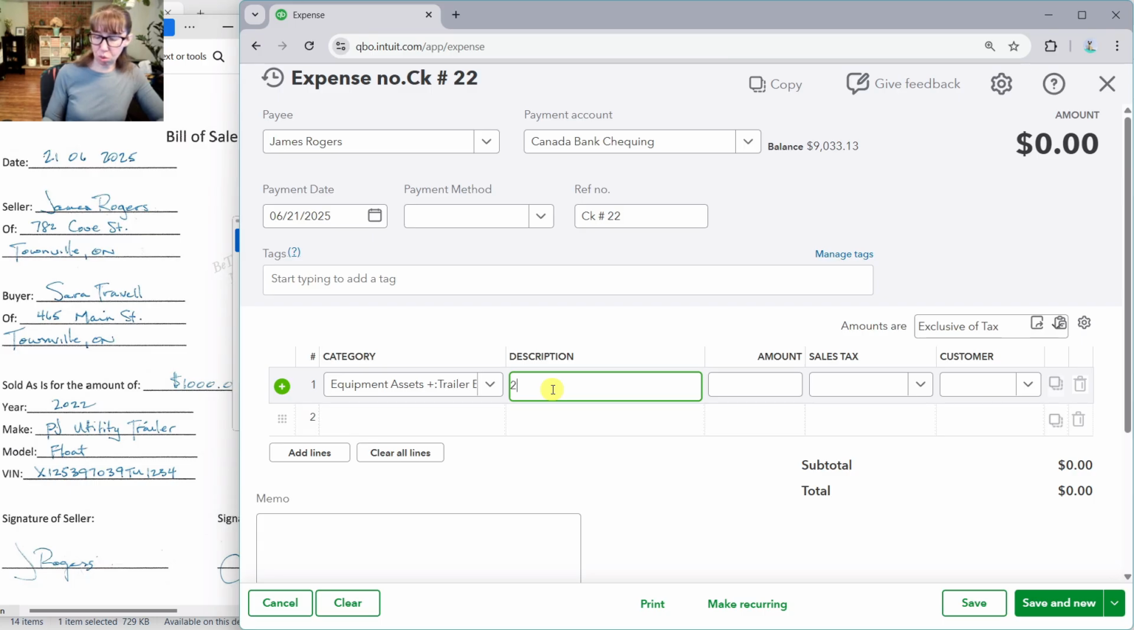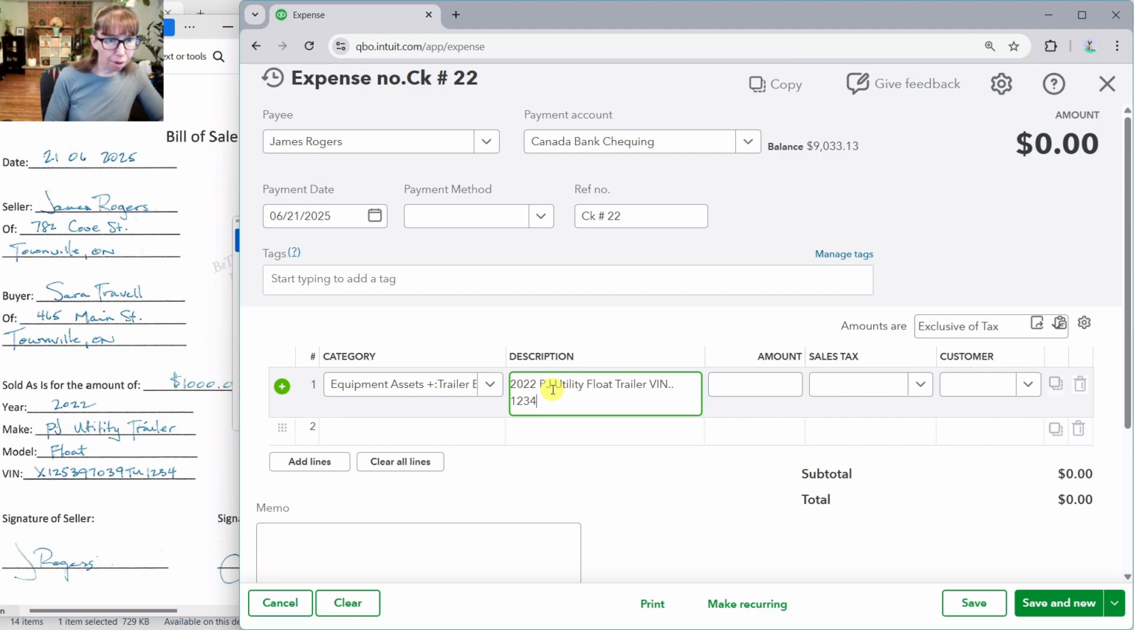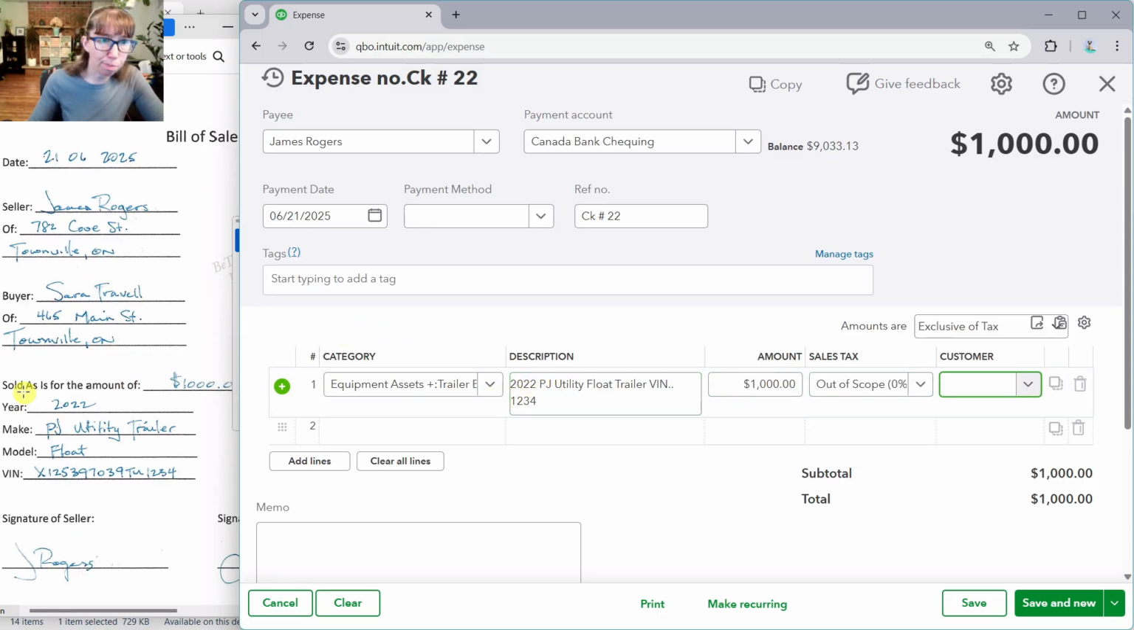So we're going to say it's a 2022 PJ utility float trailer VIN, and I just do the last four, 1, 2, 3, 4, and you can type out the whole VIN if you want, and the amount is $1,000. That's out of scope right now, and we'll talk more in a minute about this, but we didn't give any HST to James Rogers. He's just a neighbor. There's no HST noted here.